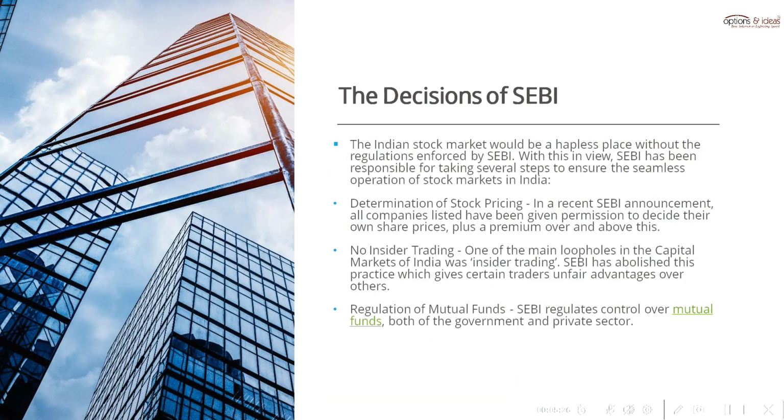The decisions of SEBI. The Indian stock market would be a hapless place without the regulations enforced by SEBI. With this in view, SEBI has been responsible for taking several steps to ensure the seamless operation of stock markets in India. Determination of stock pricing. In a recent SEBI announcement, all companies listed have been given permission to decide their own share prices, plus a premium over and above this.